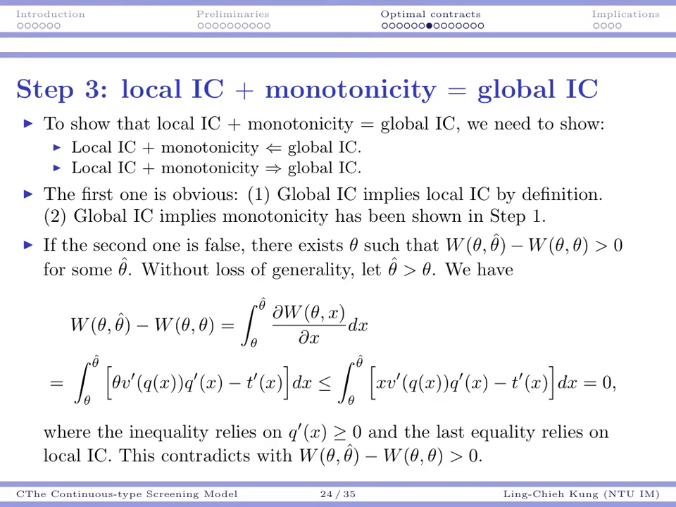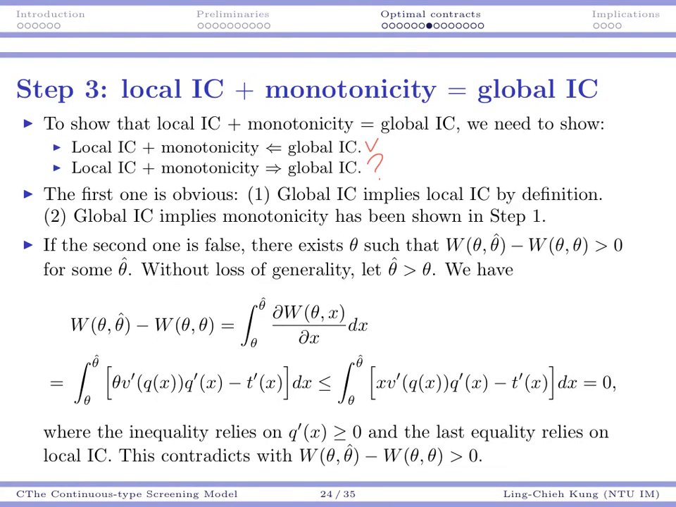So first, by definition, if something is globally optimal, it must be locally optimal. According to our derivation in the previous slide, by definition, this is true. Also, in step 1, we have shown that if you have all those IC constraints, then you can have monotonicity. So this part is done. Now let's work on the second part.